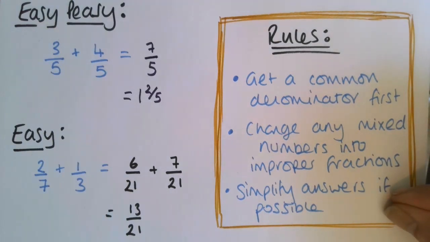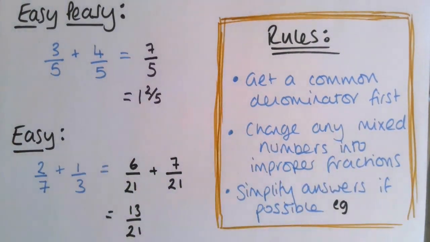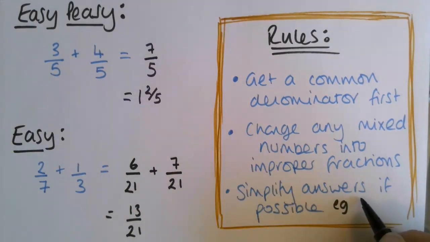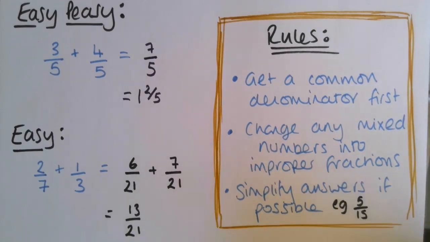Unfortunately none of my examples here did, but an example of that would be if you ended up with 5/15 as your answer, then to simplify that, because 5 will go into both of these numbers, 5 goes into 5 once and 5 goes into 15 3 times, that would simplify down to 1/3.